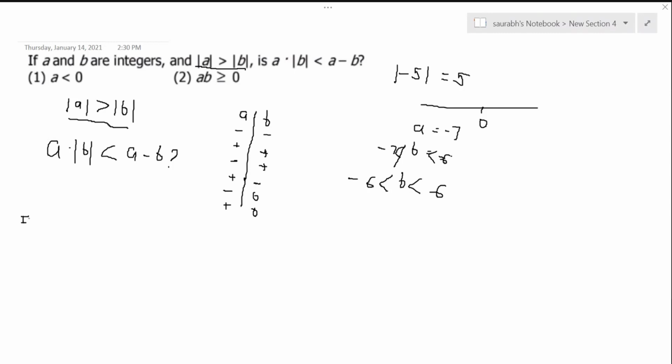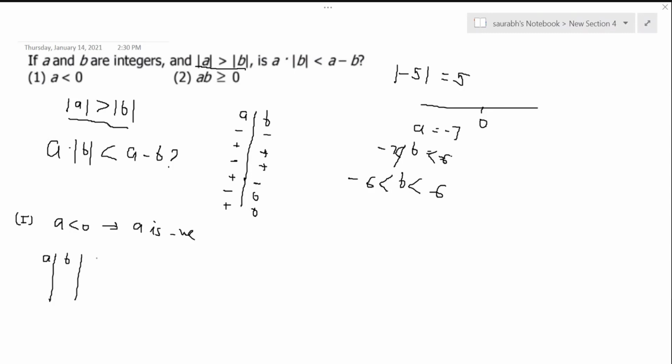Now your statement 1 says A is less than 0, right? So clearly we know from the statement that A is negative. Yes. Right? Clearly A is negative. So that means we are left with how many possible scenarios here? 3. 3 possible scenarios, isn't it?